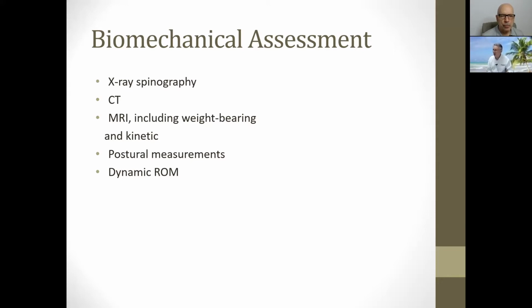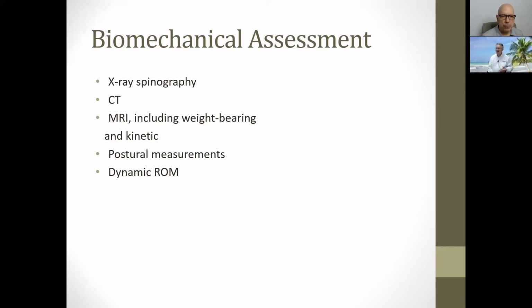Then we have MRI, including weight bearing and kinetic. In the old days, you would just lie on your back, and that's really all that was available. Today, several manufacturers offer upright MRI, which for chiropractors may reveal some structural aberrations that are not evident in the supine films, and also kinetic MRI, motion MRI.